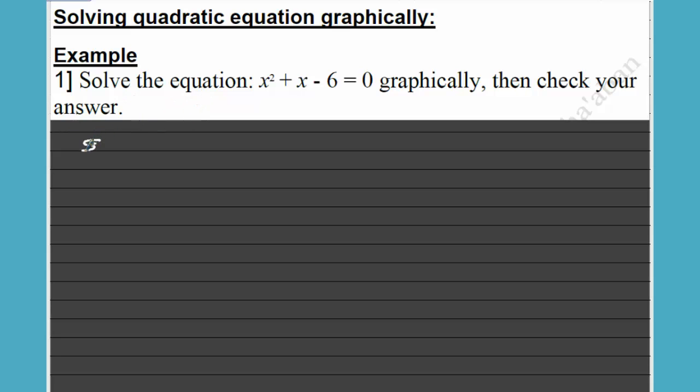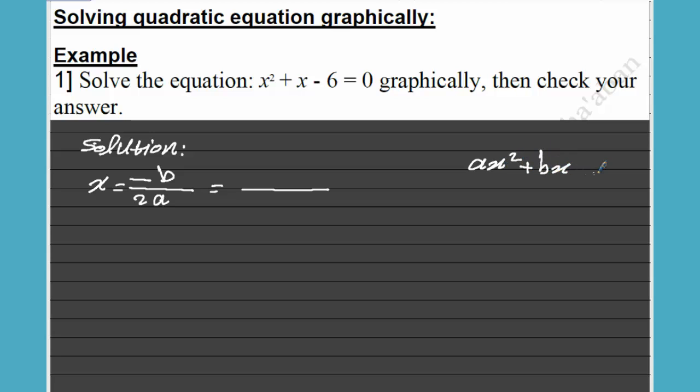So solution. First we will find the x coordinate of the vertex. x equals negative b over 2a. Here, the equation's standard form is ax squared plus bx plus c equals 0. So a is the coefficient of x squared, b is the coefficient of x.